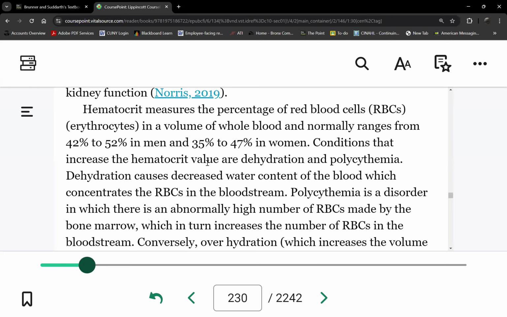Okay, what about if I'm in fluid overload? What will my blood sample look like when you draw it? Very watery, right? A very dilute blood sample, so therefore my hematocrit will drop. It will be 30, 32.